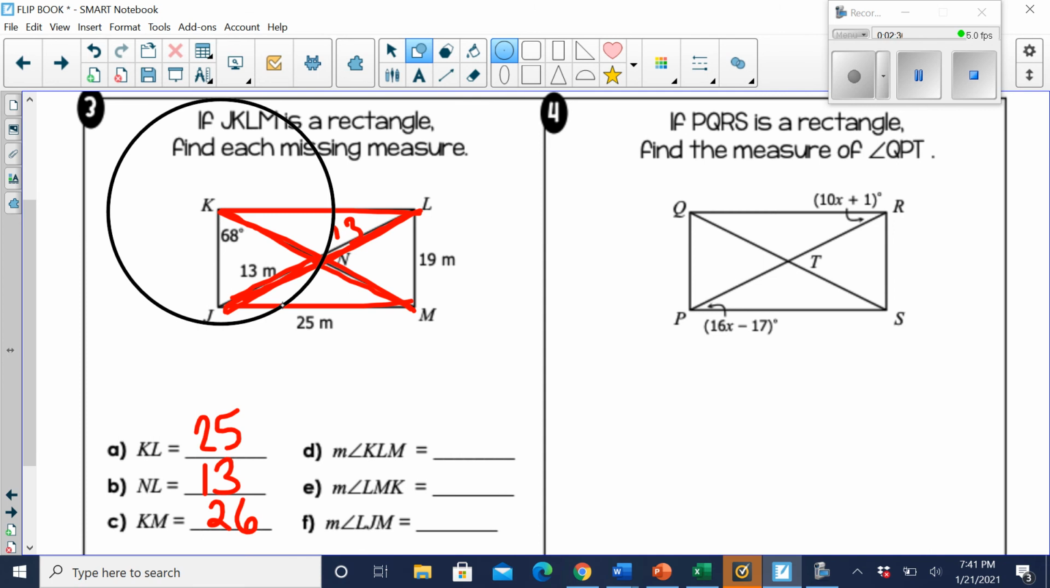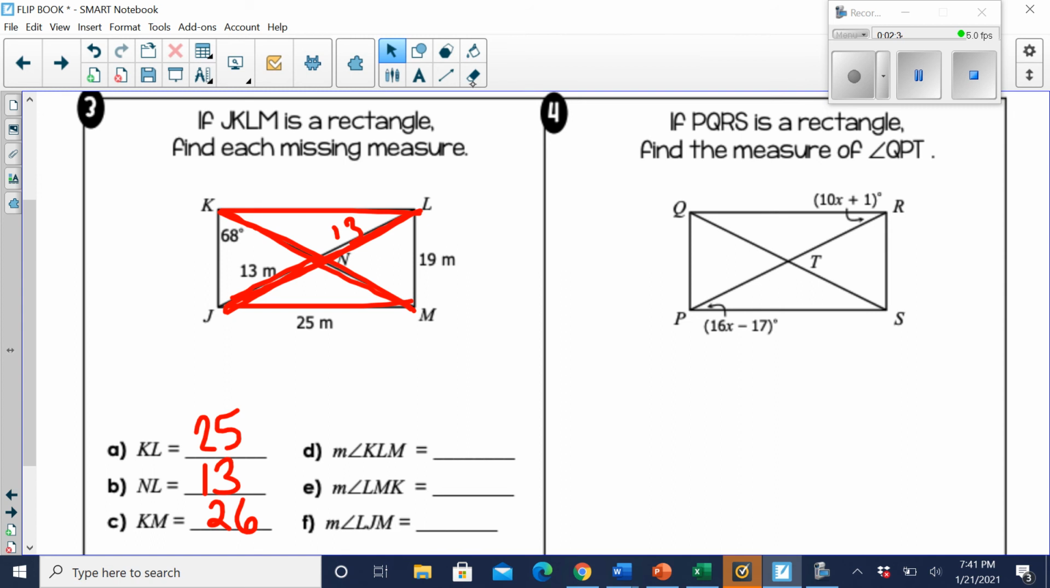Oops, excuse me. I did not mean to do that. Let's see if I can delete it. Okay. I went to erase and I accidentally drew a circle for us. Okay, so here we go.